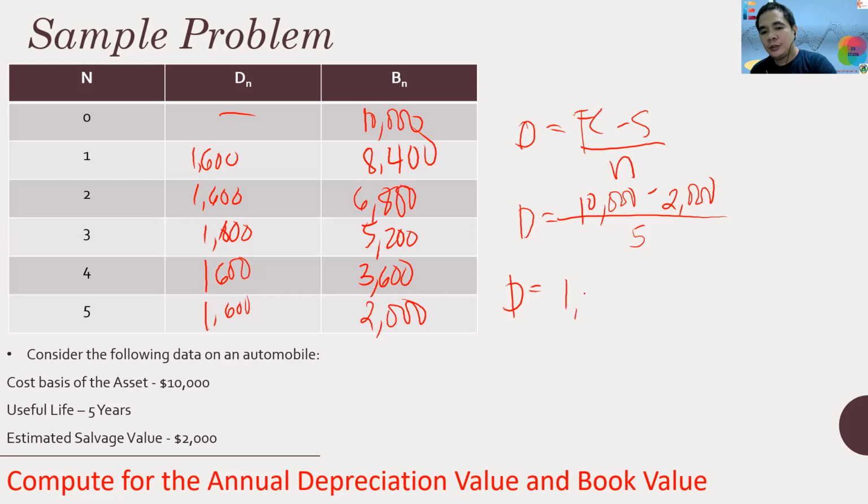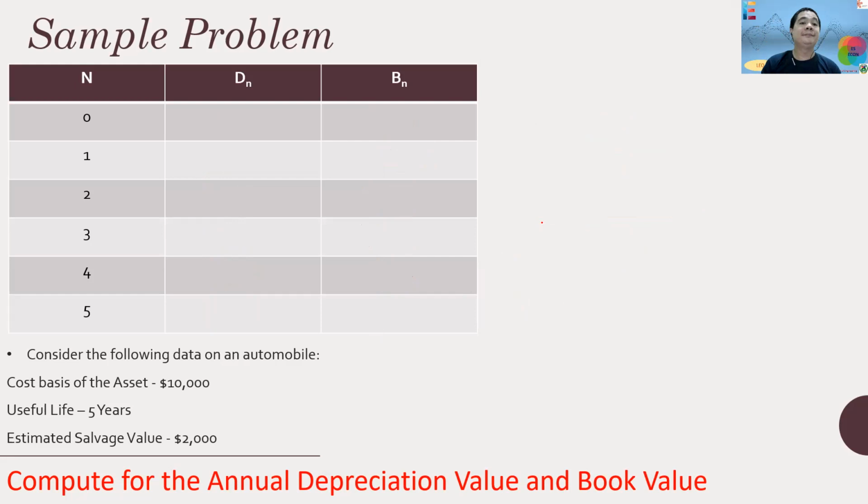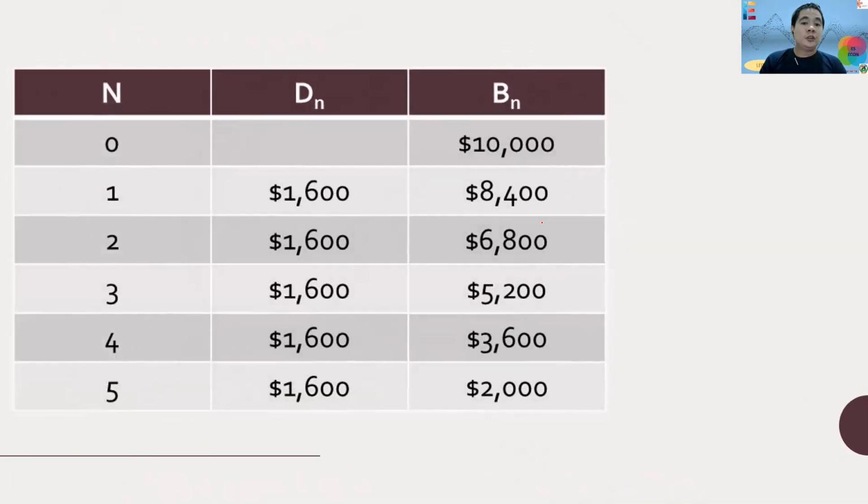So this is 1,000. Okay. So here is the summary of the computation for the straight line method depreciation.